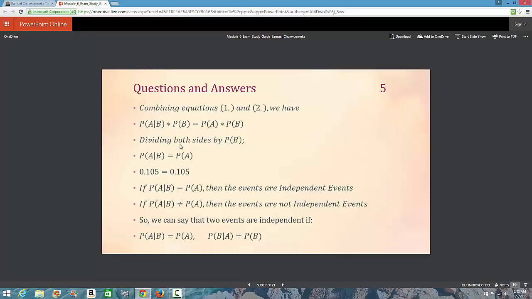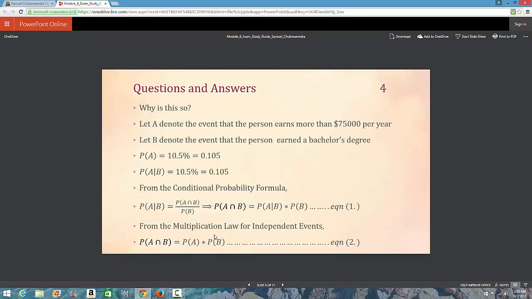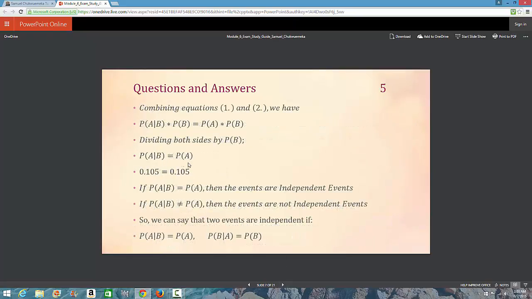10.5% is 0.105. So this happened on one condition, that this is the multiplication law for independent events. So for them to be the same, it will only apply to independent events. If the probability of A given B is not equal to the probability of A, then the events are not independent events. Does that make sense? Please let me know.